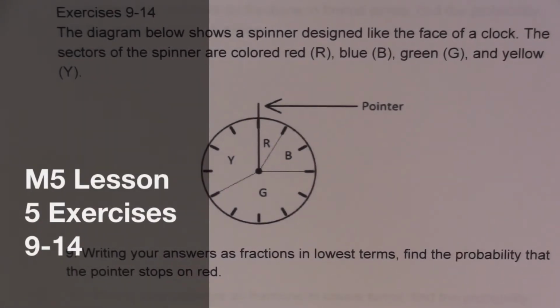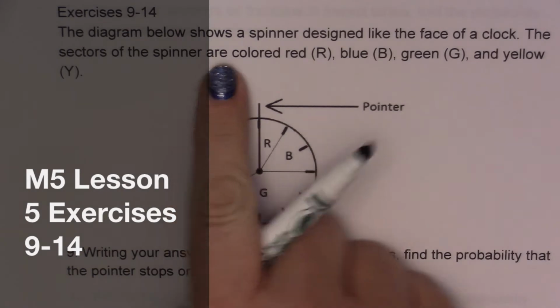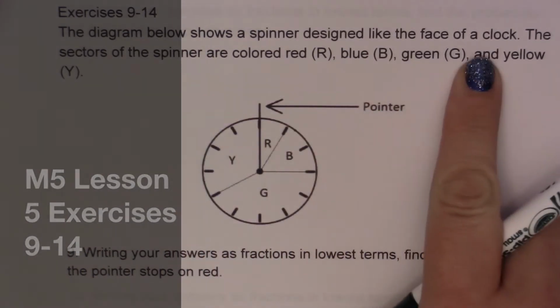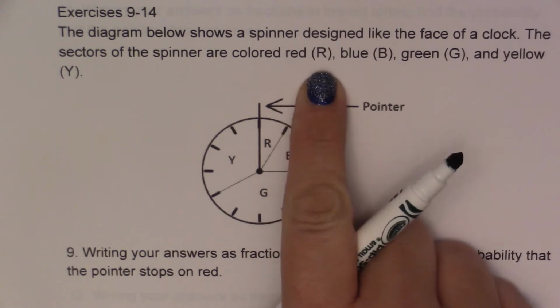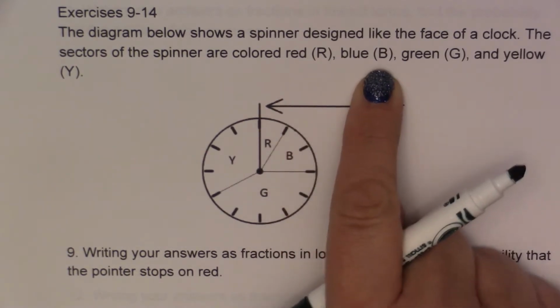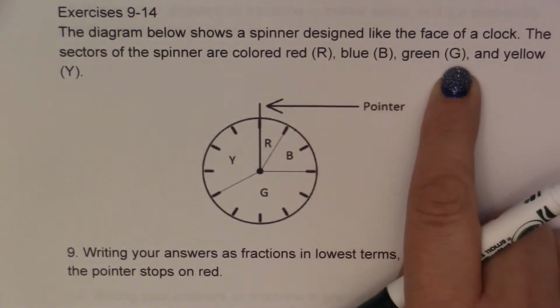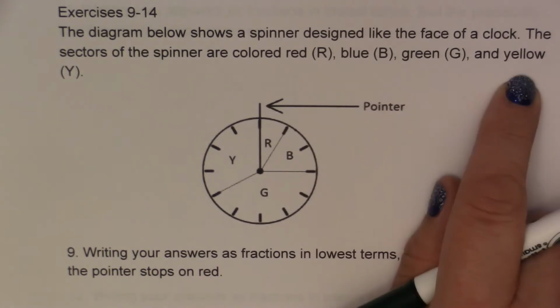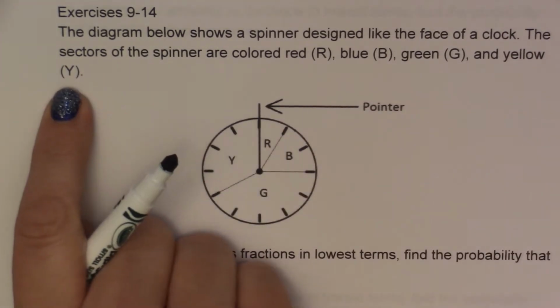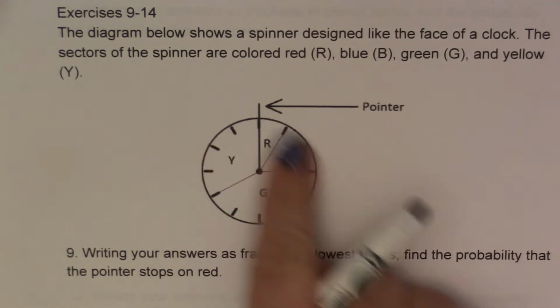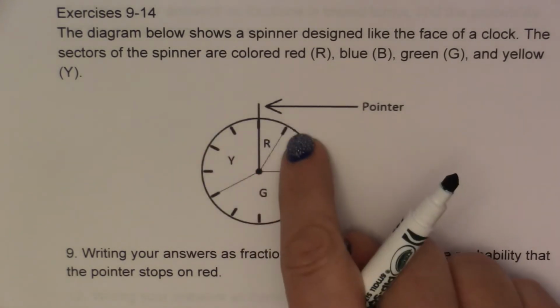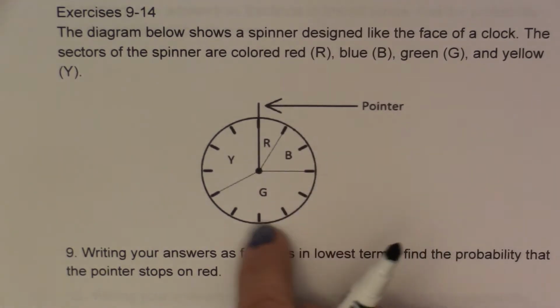Exercises 9 through 14. The diagram below shows a spinner designed like the face of a clock. The sectors of the spinner are colored red, which is designated by R, blue designated by B, green designated by a capital G, and yellow designated by the Y. So if we look at this clock, or the spinner that looks like a clock, we would know that there are 12 spaces in our clock.